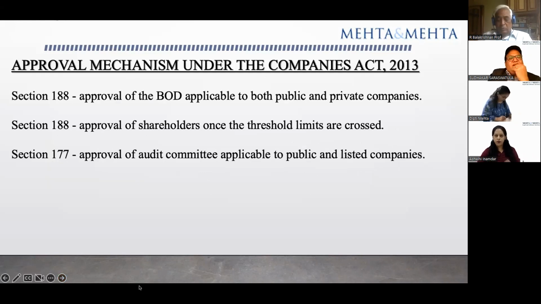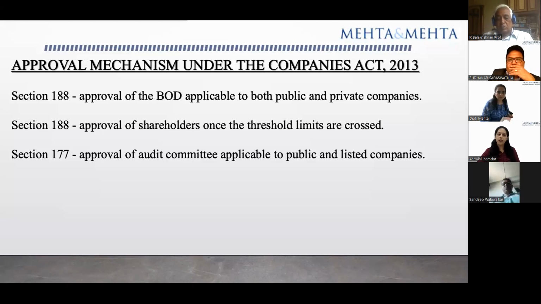So as I said, first we'll talk about the Companies Act. Section 177 and section 188 are the major sections that we need to check in case of the RPT transactions. Now 188 talks about approval of the board, and there is no distinction between public and private companies. 188 is applicable to all sorts of companies. However, 188 talks about 2 things. One is where board approvals come into picture, and what are the threshold limits, which if crossed, the shareholders come into picture.